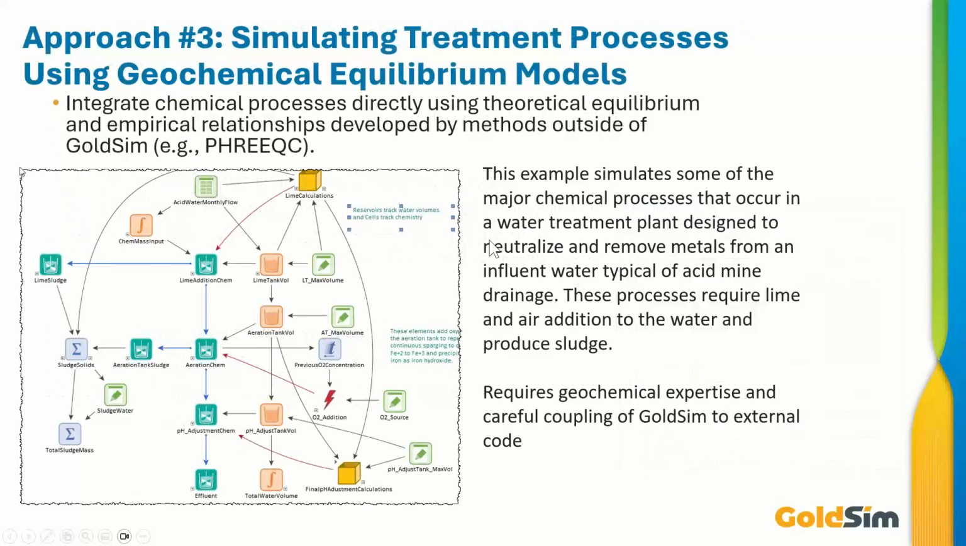Let me just very briefly mention approach number 3, and this is integrating the actual chemical processes into GoldSim. Here's an example where we're actually simulating the inside of the facility. We've got a lime tank and an aeration tank and a pH adjustment tank, and all of these things have some geochemistry going on. This particular model doesn't actually link directly to PHREEQC. It just has a whole bunch of lookup tables that were created using PHREEQC.